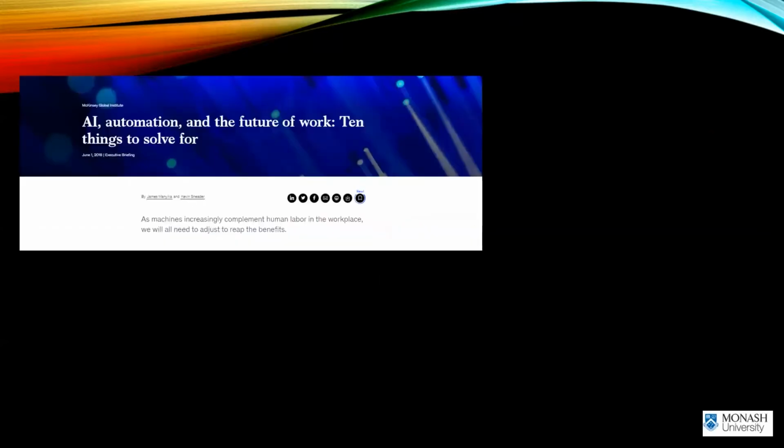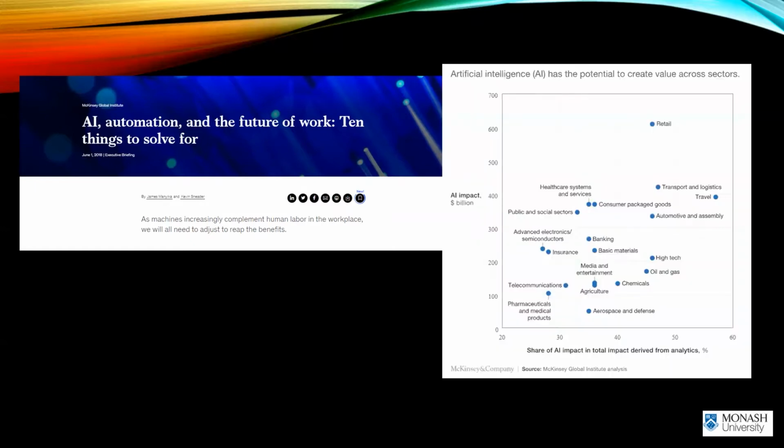In January 2018, the McKinsey Global Institute stated that workers will need to acquire new skills. As machines increasingly complement human labour in the workforce, we will need to adjust to reap the benefits. This graph is from this article, and it shows artificial intelligence and its potential to create value across sectors.